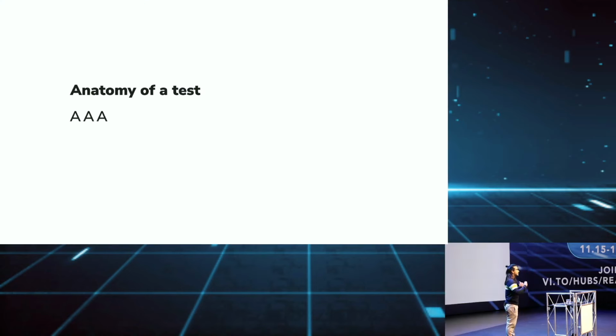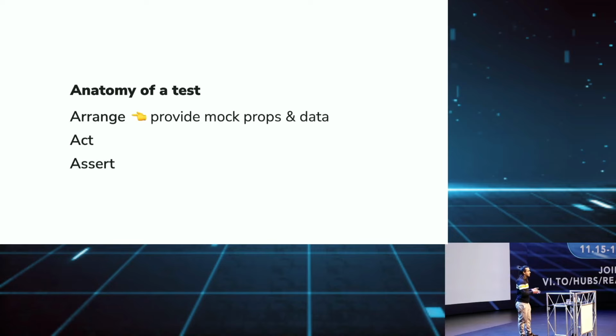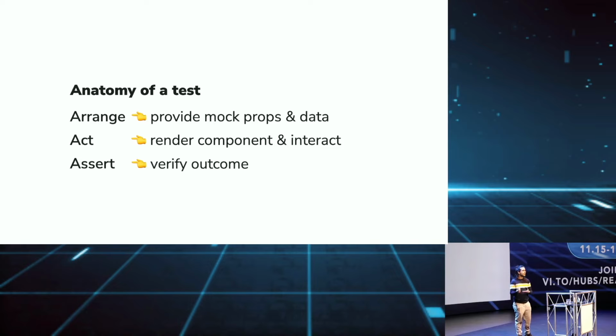Just taking a step back and looking at the anatomy of a test, who here knows about the AAA pattern? That's a pretty well-known pattern in testing, which essentially consists of arrange, act, and assert. When you arrange, you're basically preparing the test case for your component, where you can provide some mock props and data necessary for it to render. Then you act, where you render that component and do some interactions on top of it. And then you finally assert, where you verify your outcome. If there are failures, then you're going to fix them, I hope.